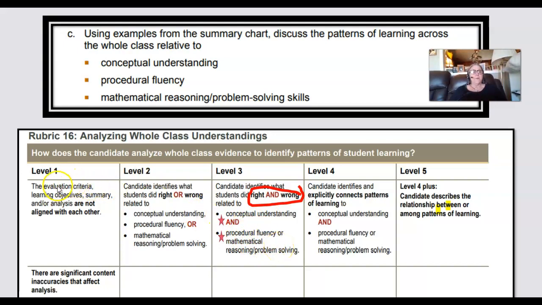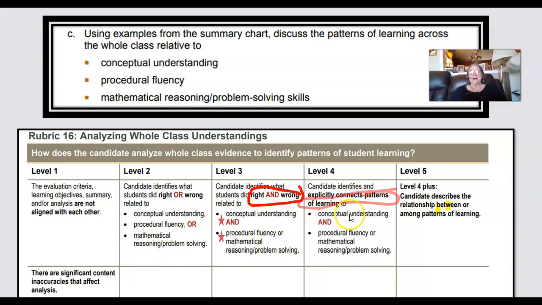Now note that it is possible to get a 1 or a 2. It's an automatic 1 if your evaluation criteria and your objectives are not aligned. So you need to make sure that there's alignment. You also want to make sure that you don't have any inaccuracies. So don't go around saying that 2 plus 2 equals 22, please, because that would be a content inaccuracy.